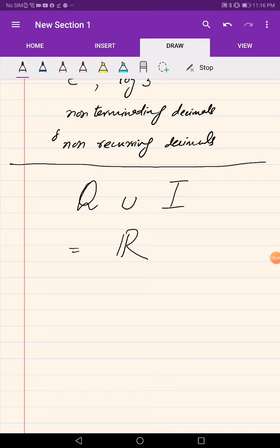So this is called the set of real numbers. So R is the set of real numbers. This is very important, that all rationals and irrationals, when you combine them, you get the set of real numbers. We have complex numbers which are bigger than the real number system. I'm not going to discuss that.